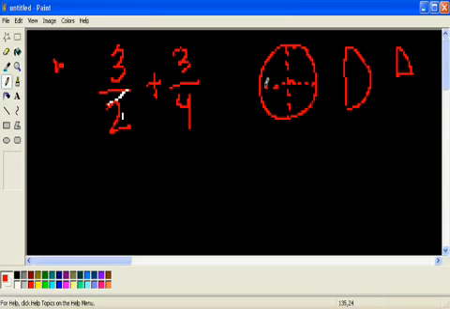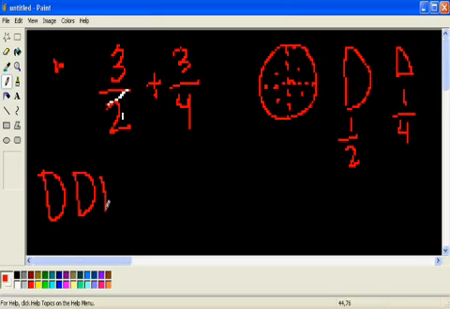So now I have to think about adding these pieces together to figure out what it means to have 3/2 and 3/4. So 3/2 would be 1, 2, 3 halves, okay? And then 3/4 would be 1, 2, 3, right? So now I have to think about what this means when I'm adding all this stuff up together. First of all, I'm going to figure out my wholes.